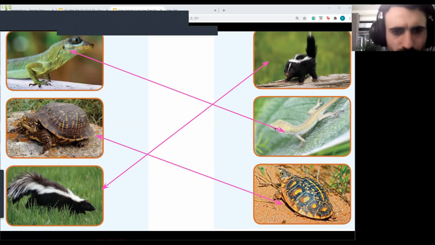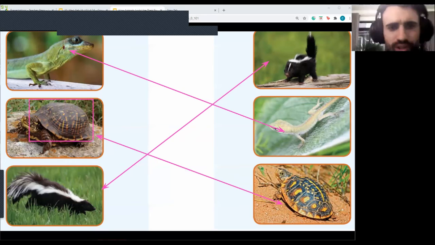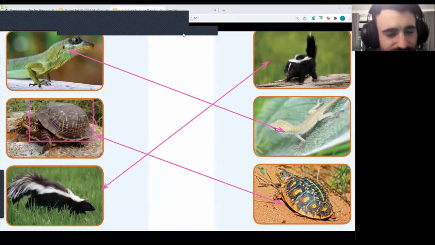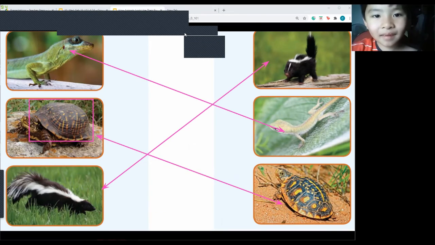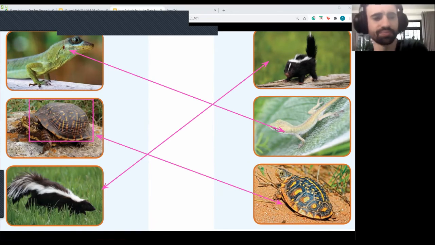Okay, what is this called? What does this turtle have on it? You don't know what this is called? Okay, I'm going to have to call on someone that knows. Make sure you don't change your name. Thank you for changing your name back. Good job. Let's have Laman.